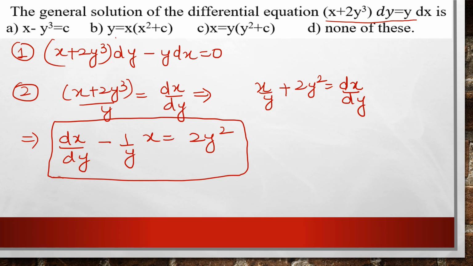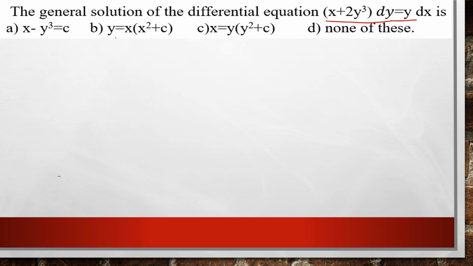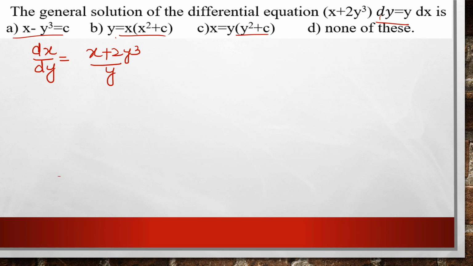Now the third approach is different from these two, and that is applicable for MCQ questions. Let me explain that to you. What we'll do is find the value of the derivative from this, and check which option gives you the same value for the derivative. For example, if I solve this, what will we get? We'll get dx over dy equals (x plus 2y cube) over y, right?